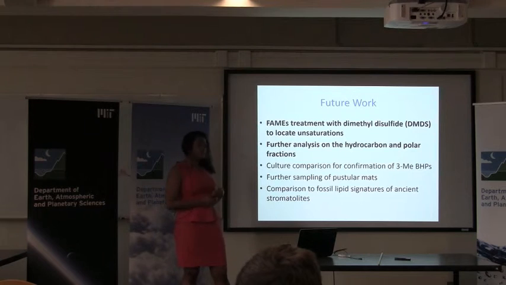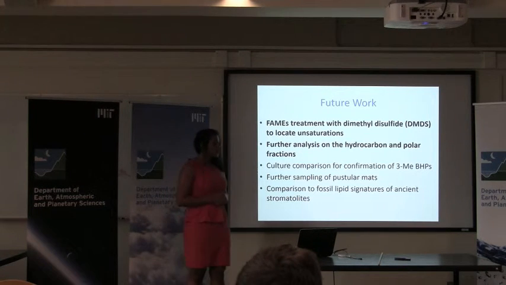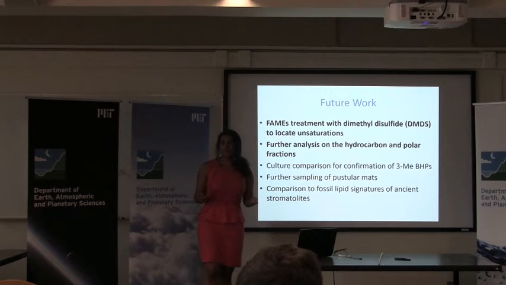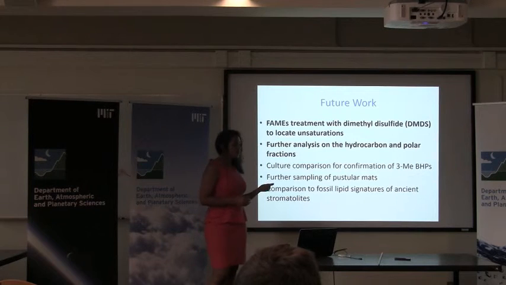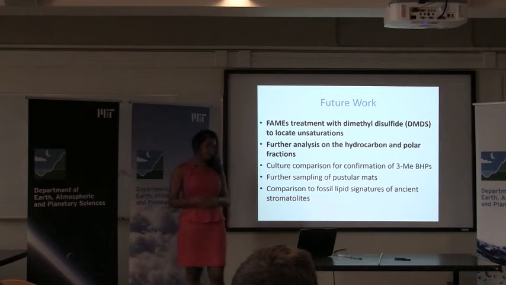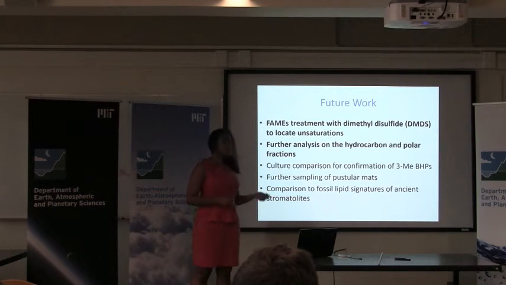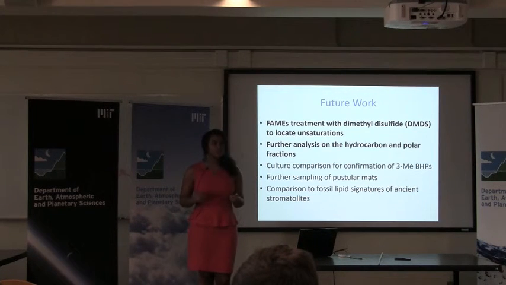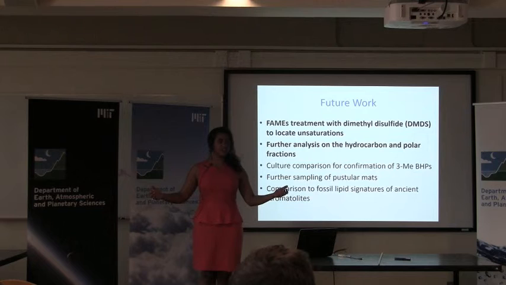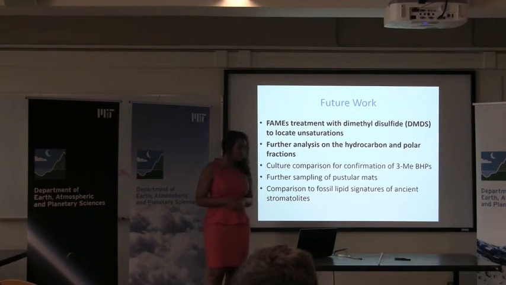And everything in bold here is stuff that I'm doing currently right now. So the fatty acid methyl esters, if you remember, we had those giant signatures of 16:1 and 18:1, so they have one unsaturation, and we have no idea where that is. That's why we're treating it with dimethyl disulfide, in order to find out where exactly that unsaturation is, and then understand a little bit more about why those lipids are there and what they signify. There's also going to be further analysis on the hydrocarbon and the polar fractions. If you remember, the fatty acid methyl esters were fraction 3 of a 5-fraction separation. So we're going to look at fraction 1 as well as fractions 4 and 5.